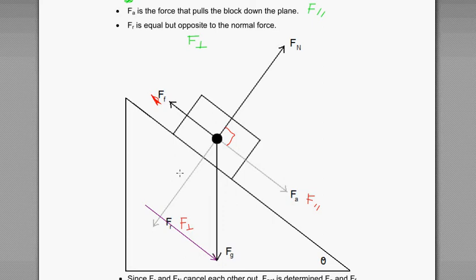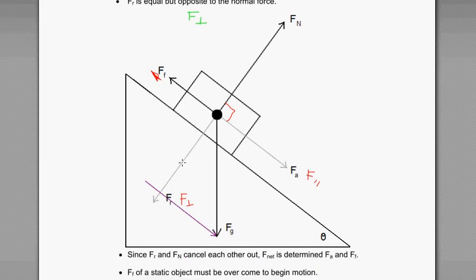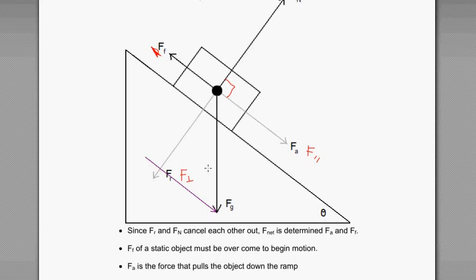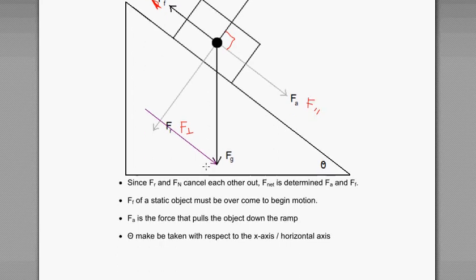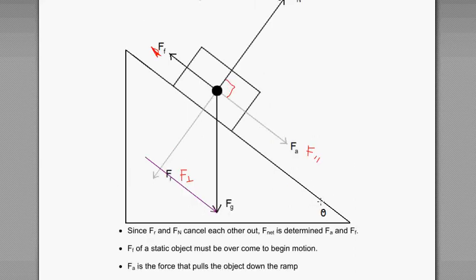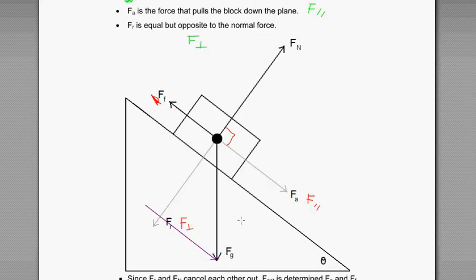The calculations are pretty complex, and it involves making some interesting triangles. Now, I'll probably go over in a later video how to make those triangles, but right now let's just worry about doing some sample problems. So let's read about this. Since Fr and Fn cancel each other out, Fnet is determined by Fa and Ff. So, guys, this right here, let's get rid of some of these things. Yeah, there we go.